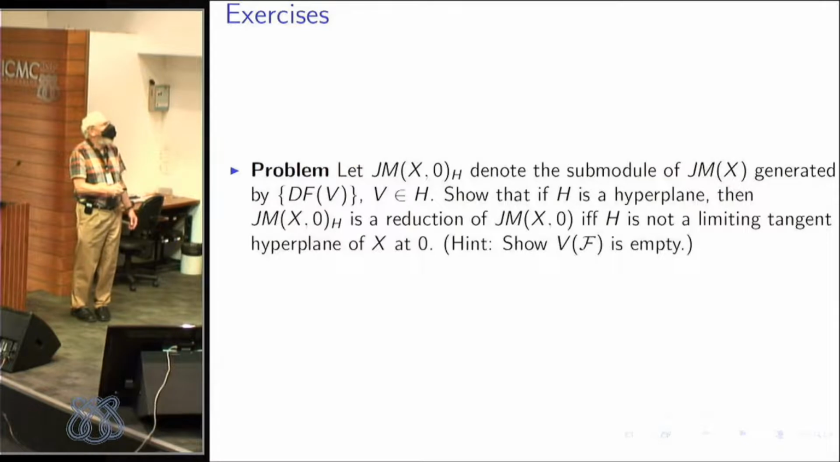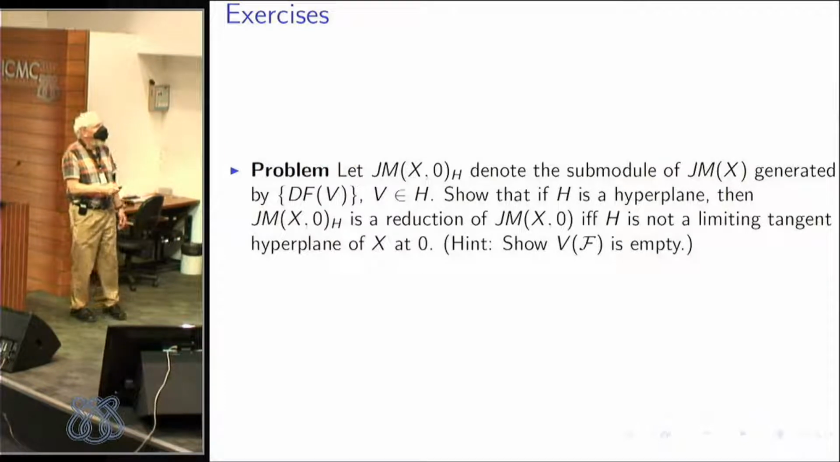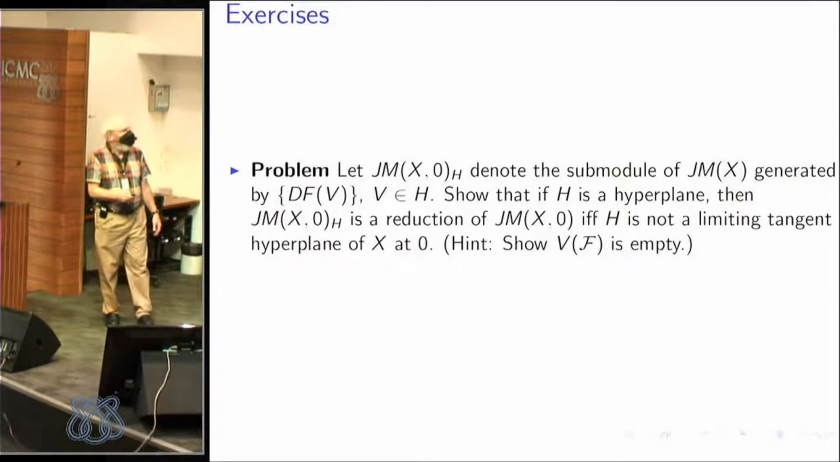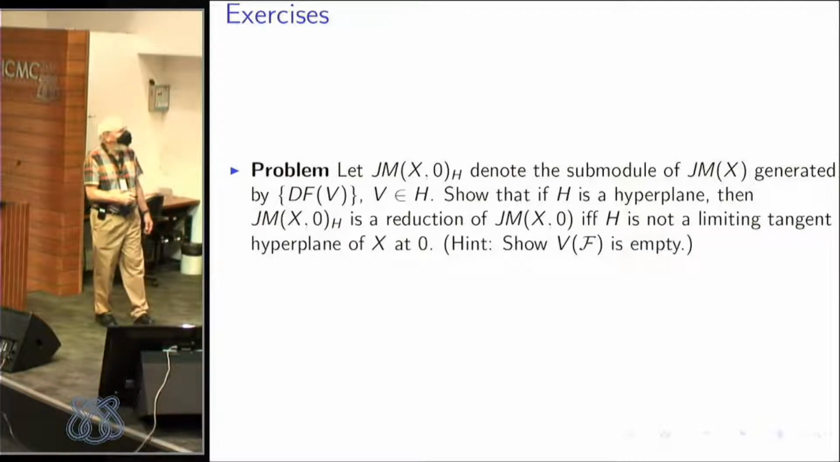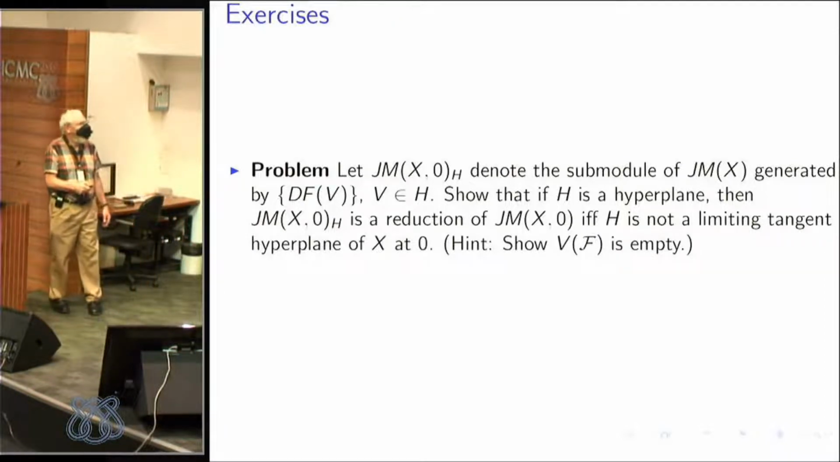So here's a little exercise. Show that H is not a limiting tangent hyperplane of X if and only if the submodule of JM(X) generated by the partials with respect to elements of V is a reduction.